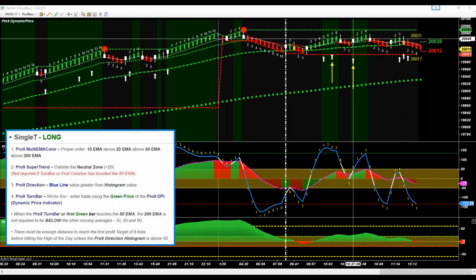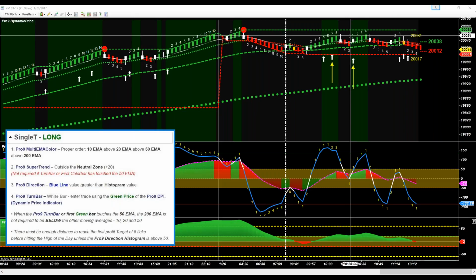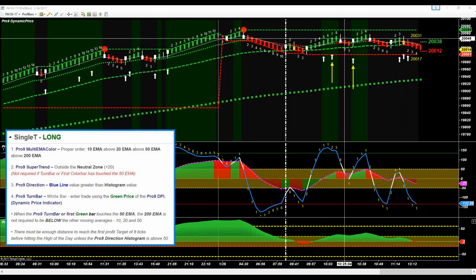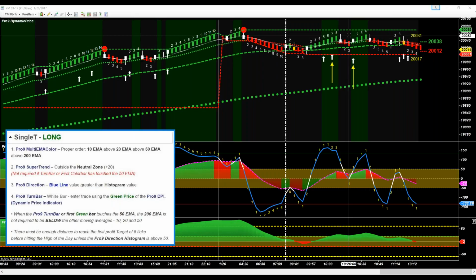So it basically turns it into a continuation. But the difference between these setups is that with a continuation, we'll have a turn bar followed by a turn bar, or a turn bar, color bar, turn bar again. And that second turn bar would be our entry bar.